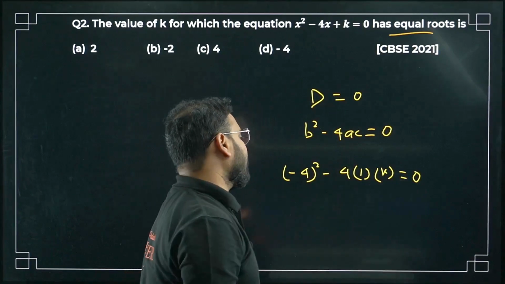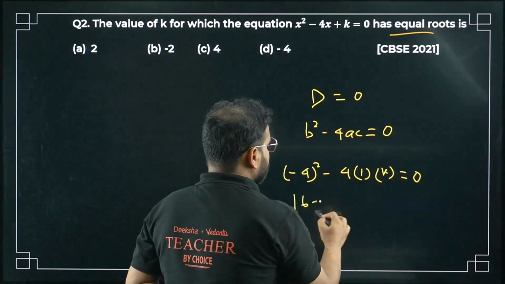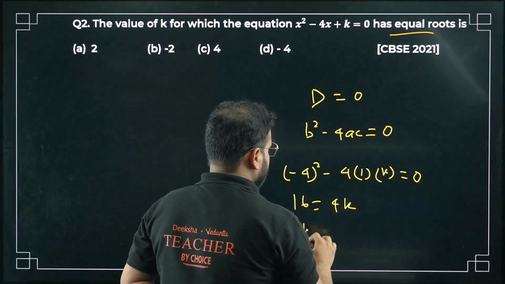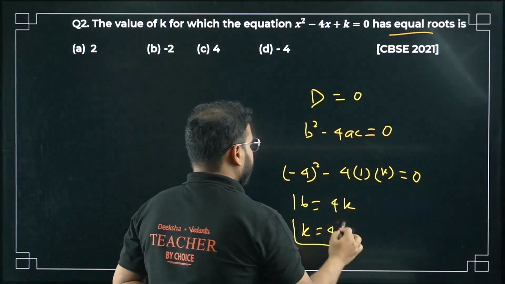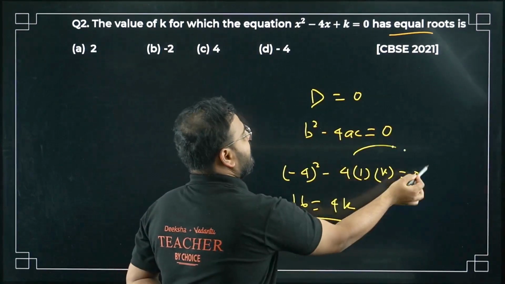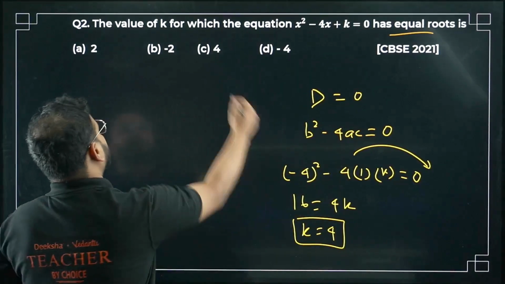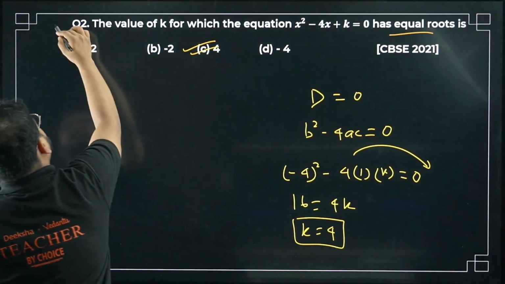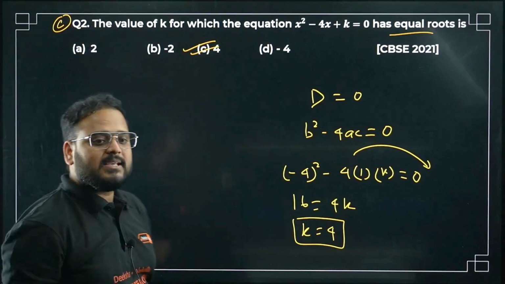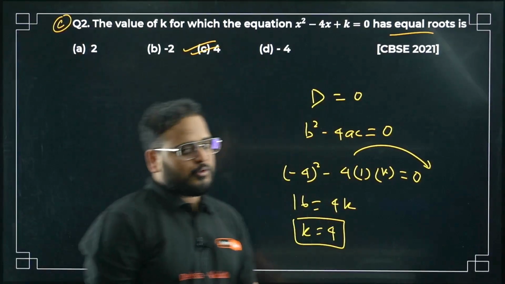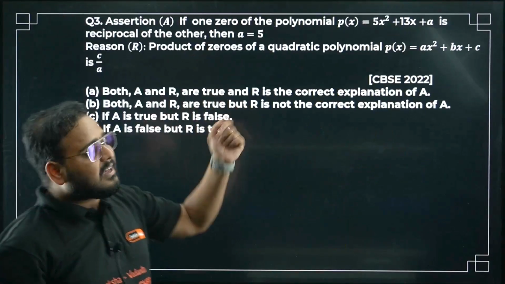Check it out. What I get is 16 equals 4k. Hence k is nothing but 4. How come? Just move 4k to this side, making it positive, and we get k equals 4. Option number C is correct. Question number 2 was also very easy, asked in 2021.